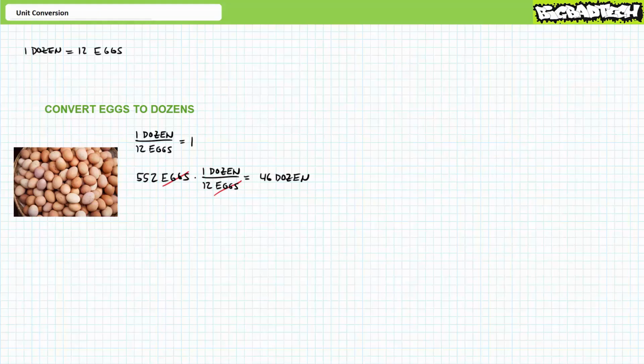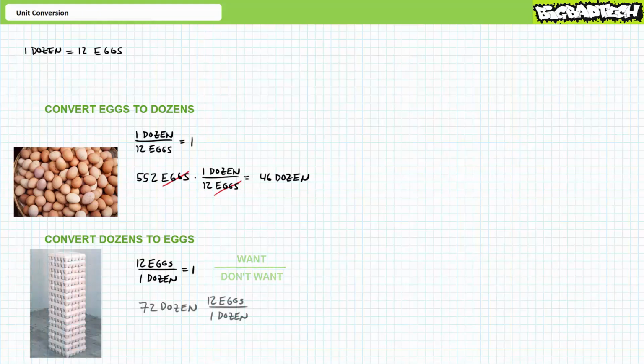This method also works in reverse. Consider the ratio 12 eggs/1 dozen. If 1 dozen is 12 eggs, and 12 eggs are 1 dozen, this is also a 1. If we wanted to convert a given quantity of dozens into an equivalent amount of individual eggs, one could multiply this quantity of dozens by 1, where 1 is chosen to be 12 eggs/1 dozen. The unit I want, eggs, is on top. The unit I don't want, dozens, is on the bottom. Let's say we wanted to know how many individual eggs are inside 72 dozen. Multiply by 1. 72 dozen times 12 eggs/1 dozen. Units of dozens cancel out, and we're left with 864 individual eggs.